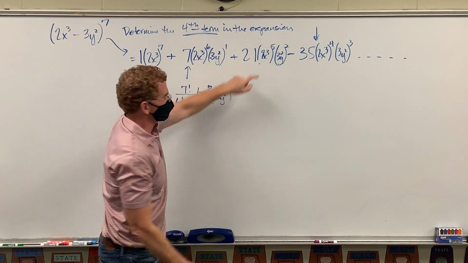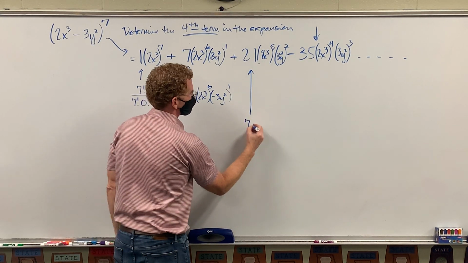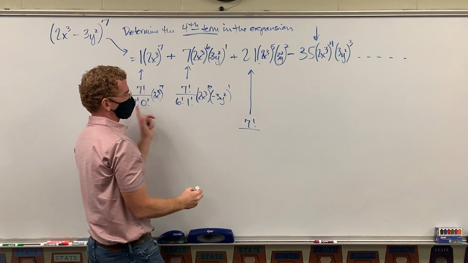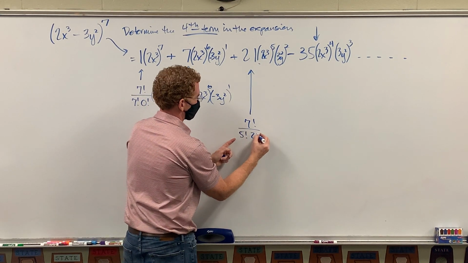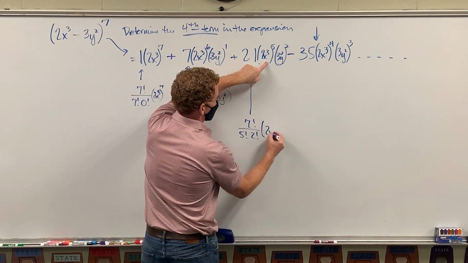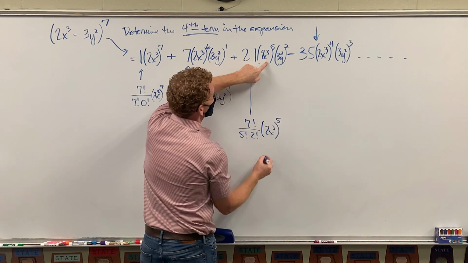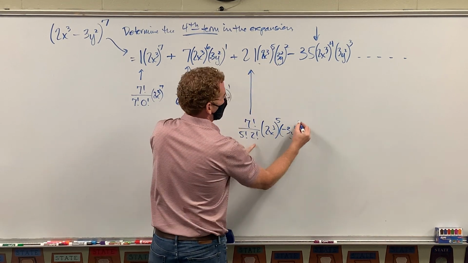Okay, check this one out. This 21, what does it really come from? 7 factorial. If it's the third one over, it's gone 7, 6, 5, and 2. And sure enough, look, there's my 2x cubed to the 5th, and there technically is my negative 3y squared. Are you seeing this?